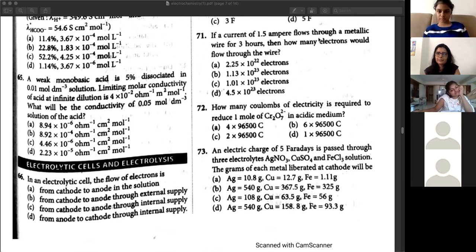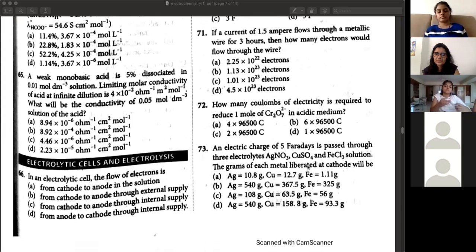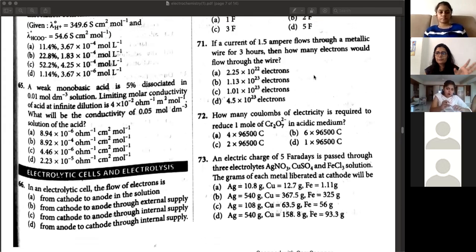612. 1.5 amperes flows for 3 hours. This is even more direct. It's more like a physics question. They're asking how many electrons would flow through the wire. So this is the reverse conversion. We'll have to find Q first, and then divide it by 96500. That will give you the number of moles of electrons, which you need to convert to the number of electrons by multiplying with Avogadro's number, 6 into 0.2 into 10 raised to 23.